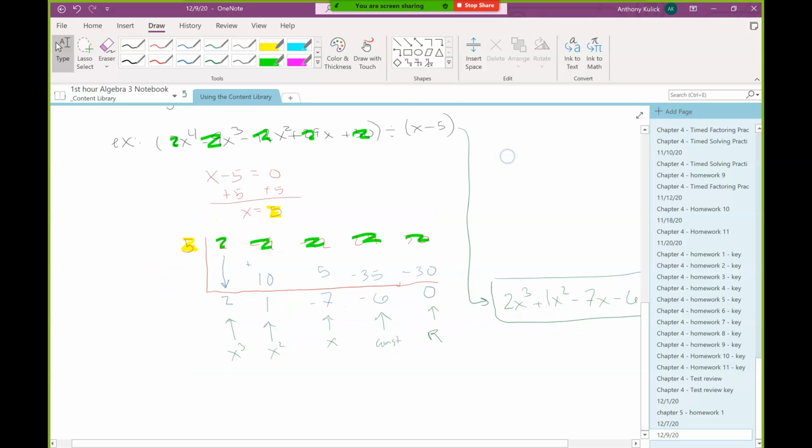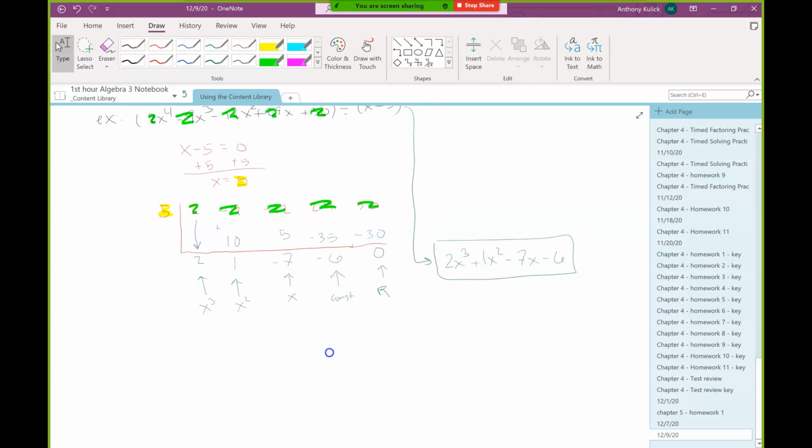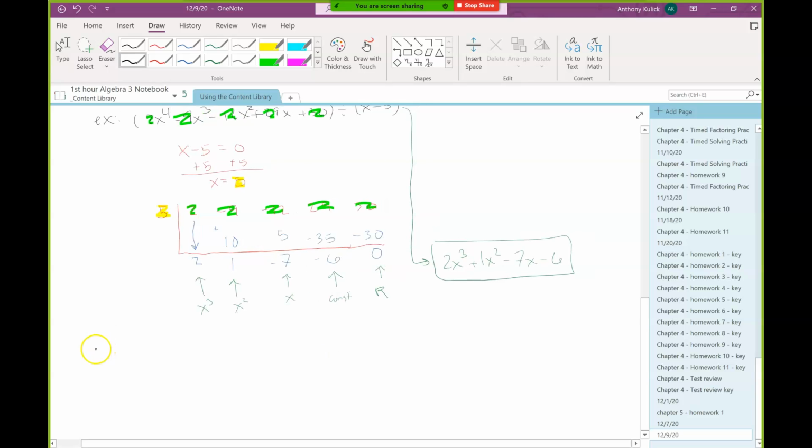Let's do another, just to get some more practice. Again, we did the synthetic substitution yesterday, so this shouldn't be wholly unfamiliar. Let's not do that.